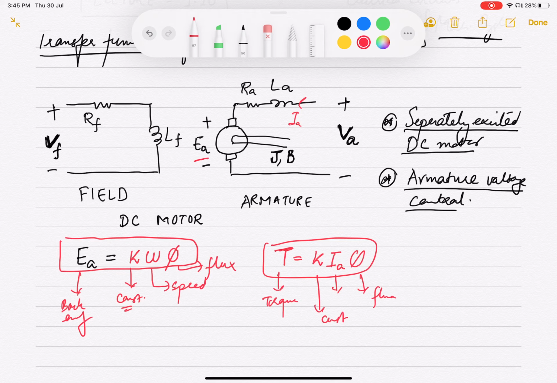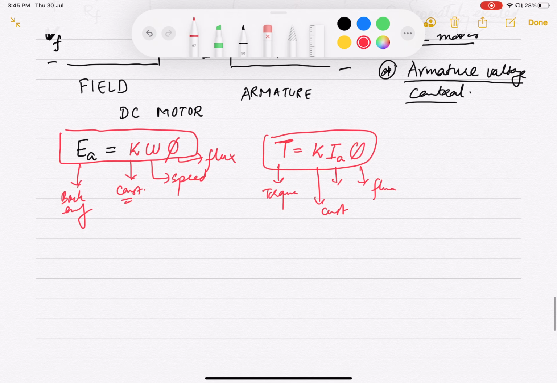We are not going for derivation of these equations. You'll see these equations in more detail in your machines course. So these are general equations governing the production of back EMF and torque in a DC motor.